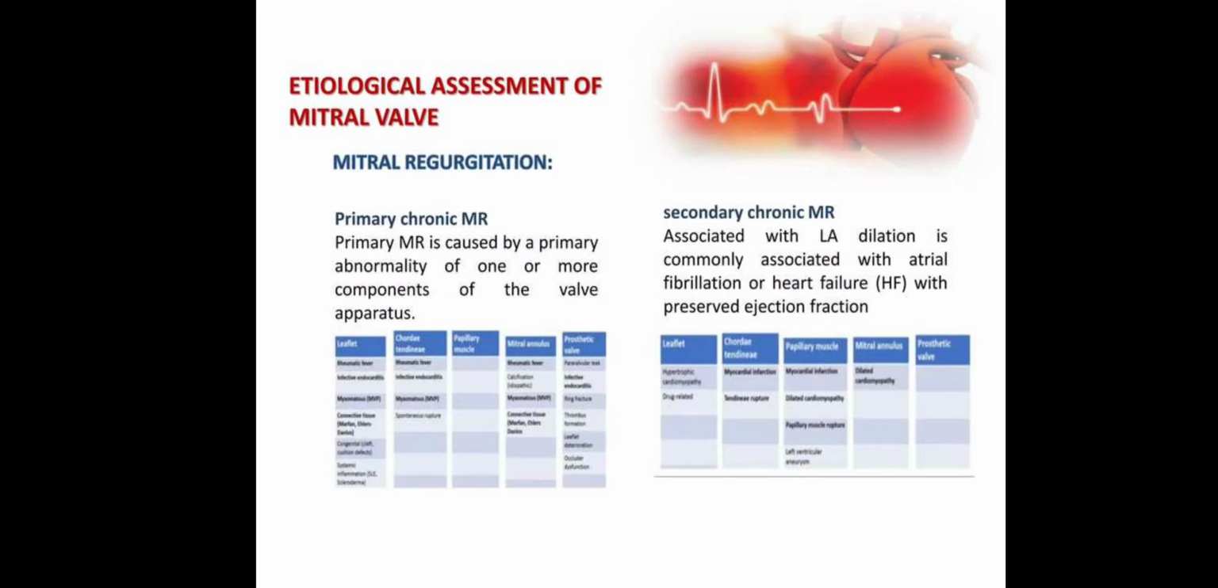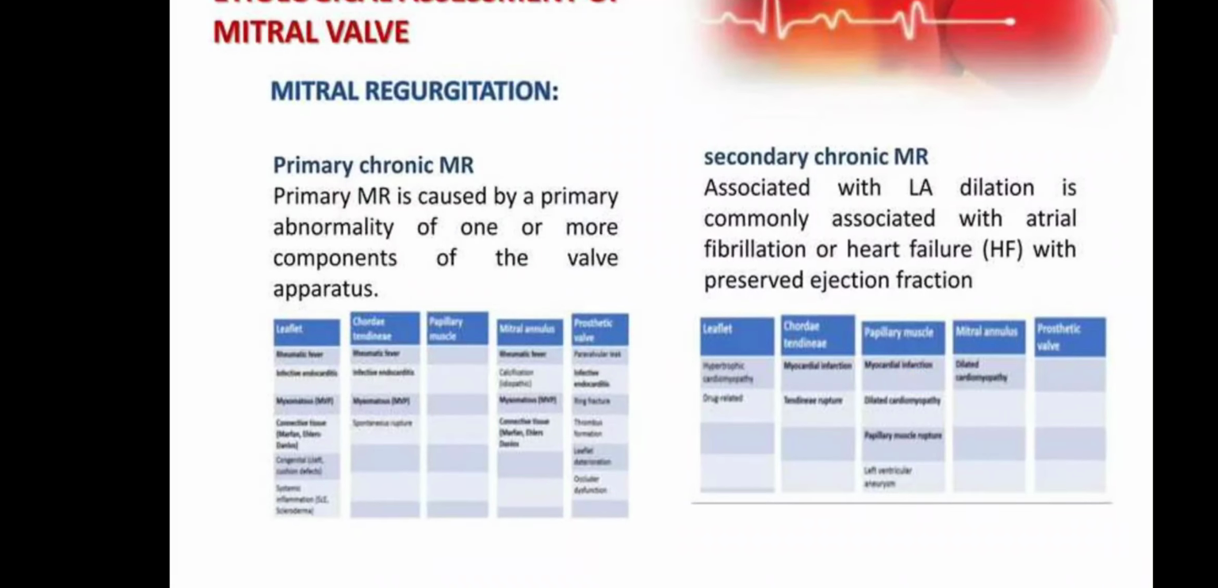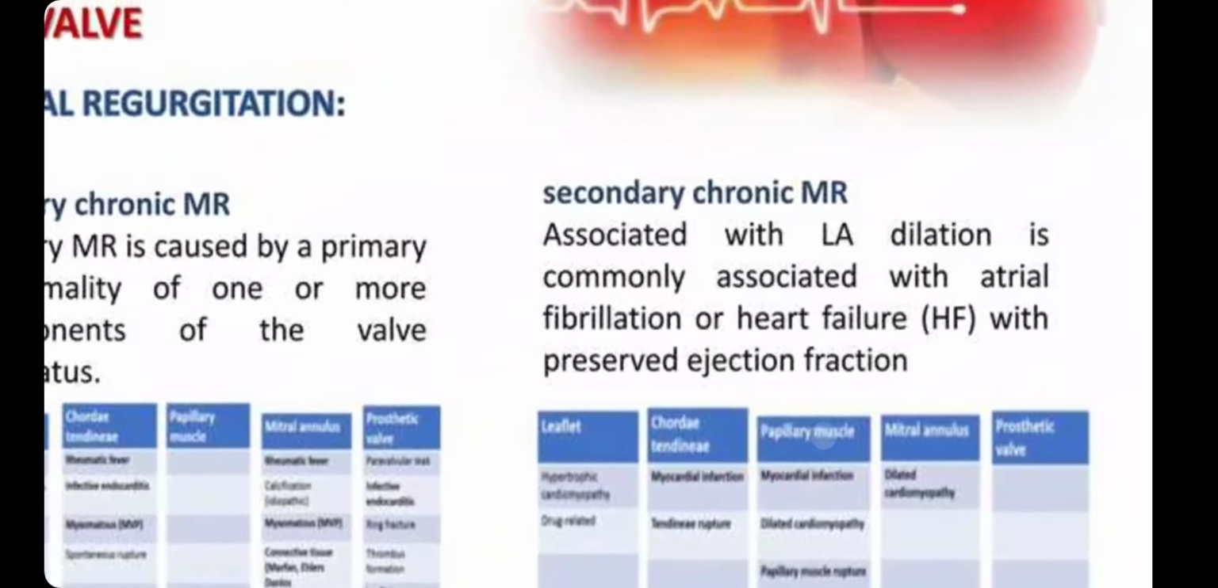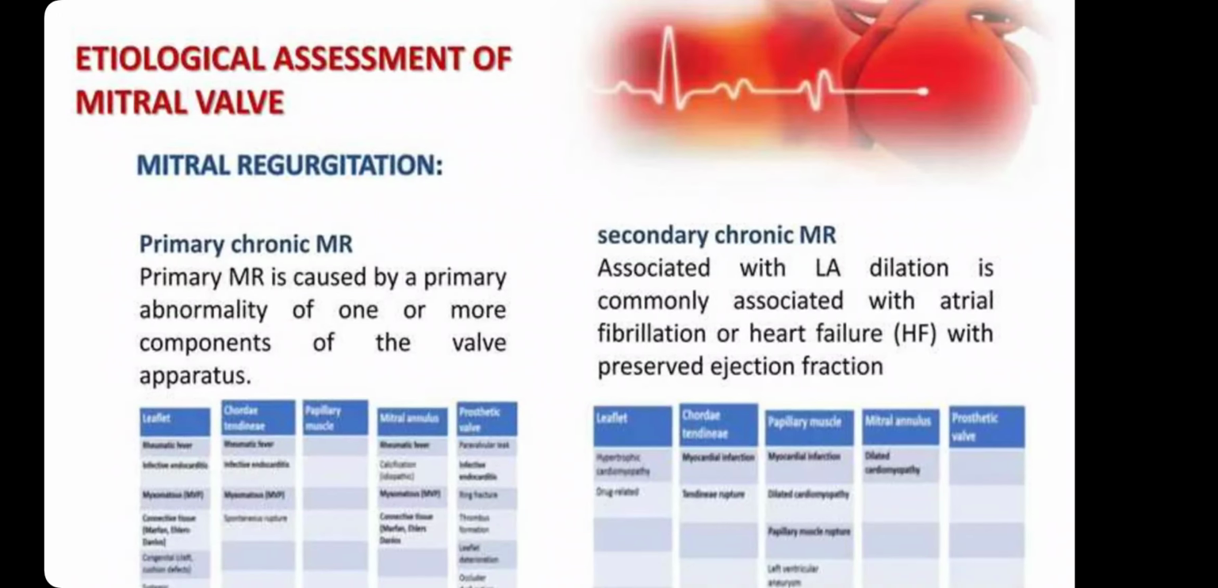Then etiological assessment of the mitral valve. Mitral regurgitation can be primary chronic MR or secondary chronic MR. Primary MR is caused by primary abnormality of one or more of the components of the valve. We will discuss it later. Secondary chronic MR associated with LA dilatation is commonly associated with atrial fibrillation or heart failure with preserved ejection fraction.